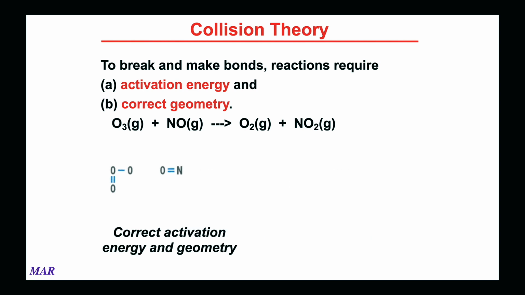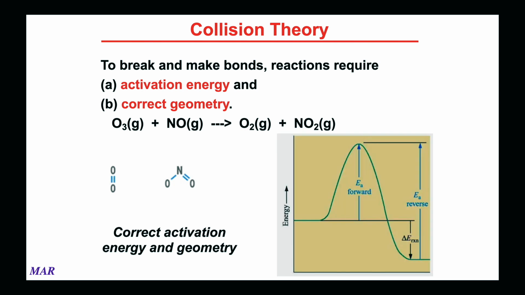If a collision occurs between the two molecules with sufficient energy and the proper orientation, then a reaction can take place to produce molecules of O2 and NO2. So on the right there is an energy diagram or reaction coordinate diagram for what could be this interaction. There's going to be reactants, I'll just draw an R, on the left, and products on the bottom.